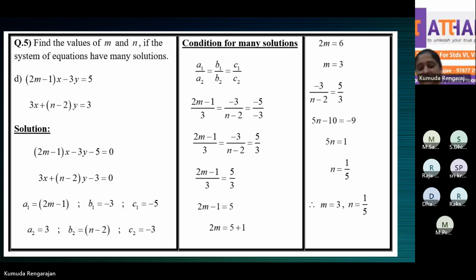Yeah, children, please check. Somebody got 3 and 1 by 5, right? Did anyone here get 3 and 1 by 5? Yes, ma'am, I got, Rakshita. Rakshita, okay, nice. Children, please complete this. I'll give you some time. Write the question and complete the answer.